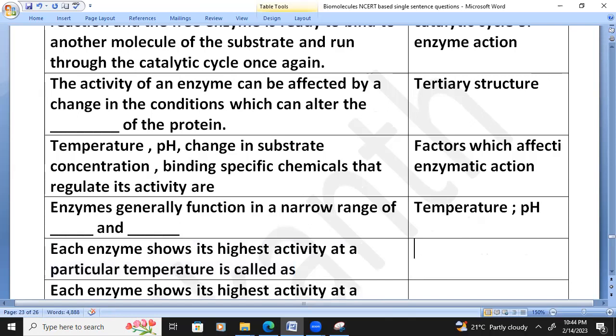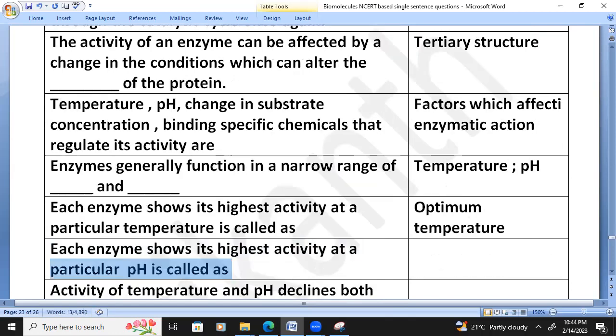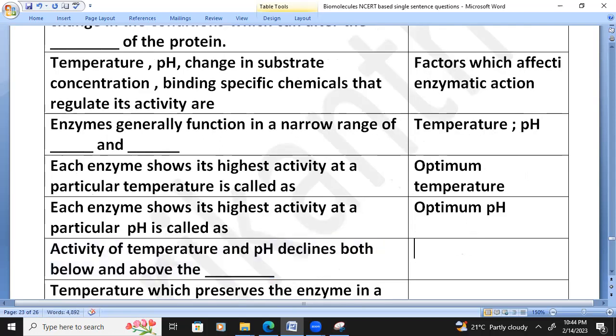Each enzyme shows its highest activity at a particular temperature, called optimum temperature. Each enzyme shows its highest activity at a particular pH, called optimum pH. Activity declines both below and above the optimum value of temperature and pH.